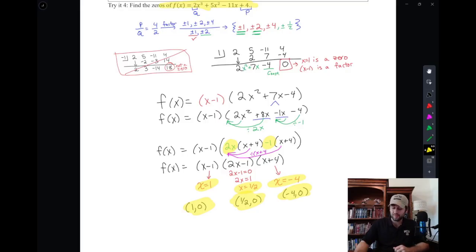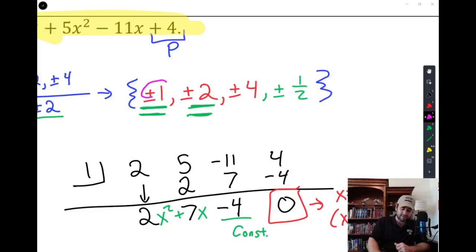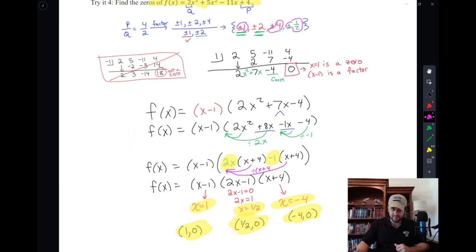Just a cool side note while we're at it too. If you look at each of these terms, the 1, the 1/2, and the negative 4, they all do appear up here. See here you have a positive 1 and a negative 4 and a positive 1/2. All of those eventual things that we ended up with were in the possible rational zeros. Just a cool side note.